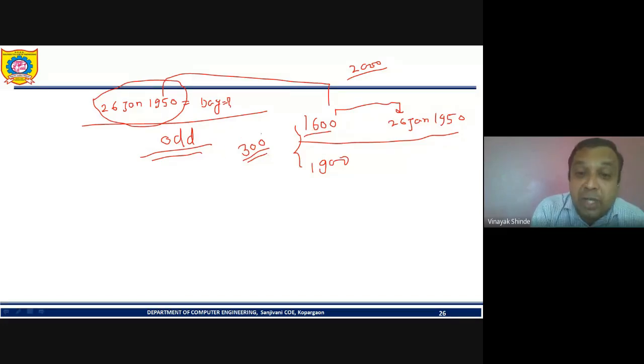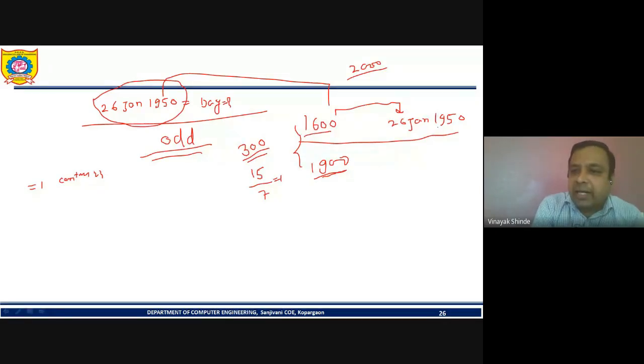Per 100 years we have 5 odd days. 5 into 3 is 15, right? So 15 odd days are there. 15 divided by 7 gives 1. So we have one odd day for the century year. Now, till 1900 we came.